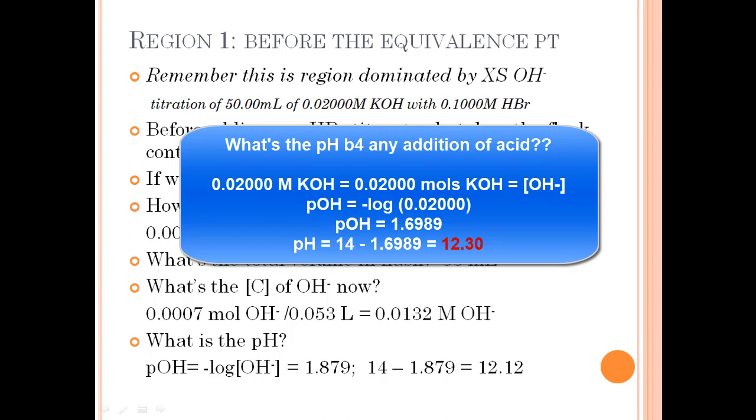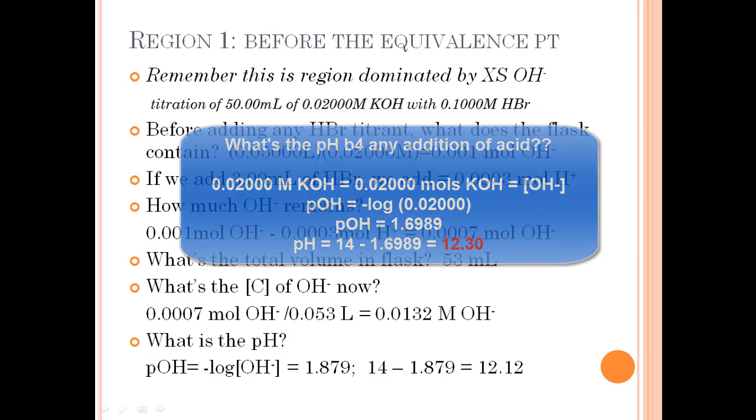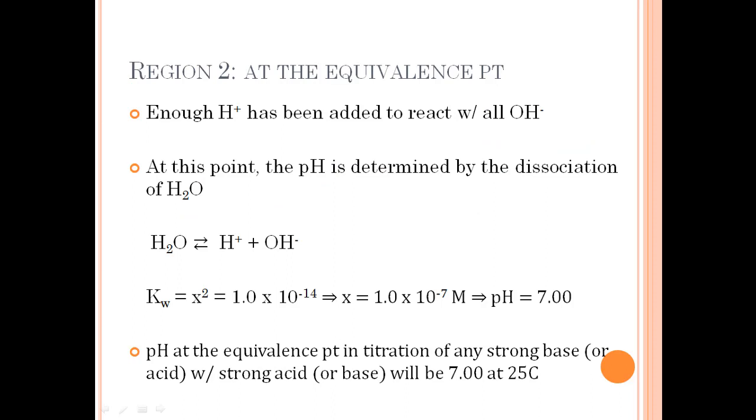So you see, this is how you start creating the graph, this titration curve, which I'm going to show you at the end of this video. What about region 2? Well, that's the easy part. This is the part where enough H plus has been added to eat up all the OH in the Erlenmeyer flask. So we know that this is the dissociation of water.